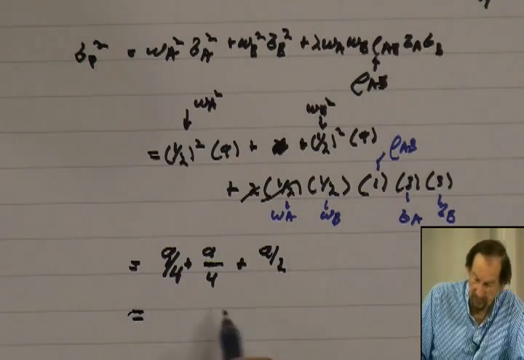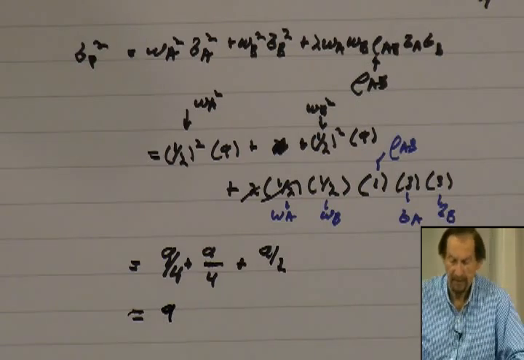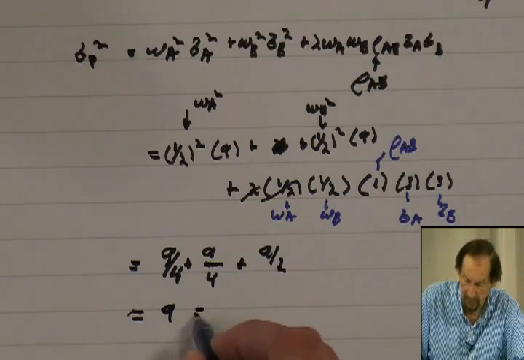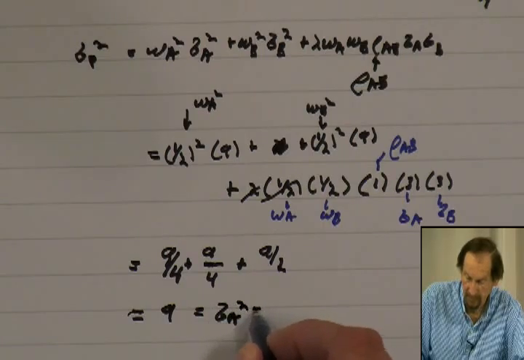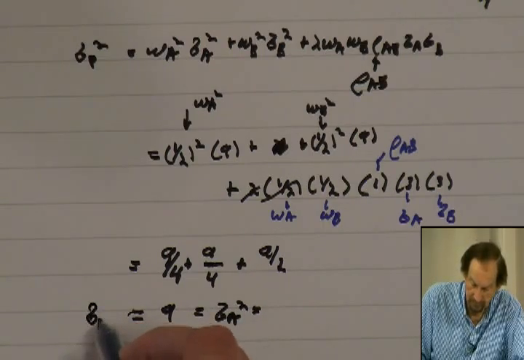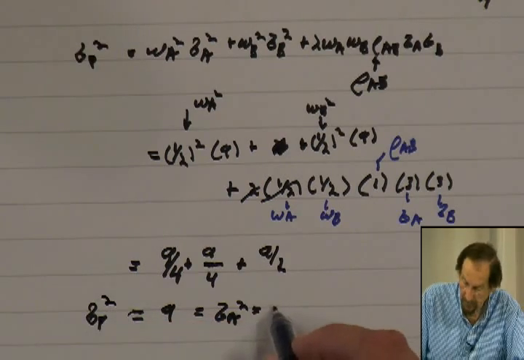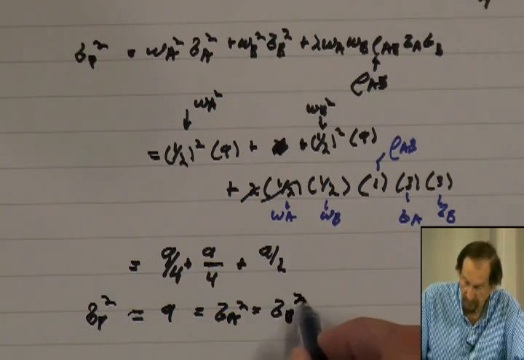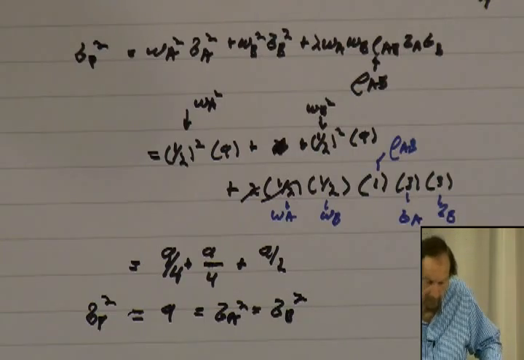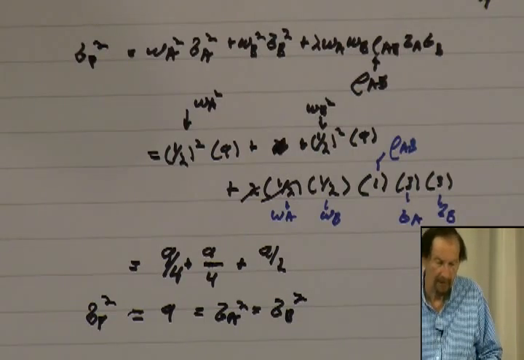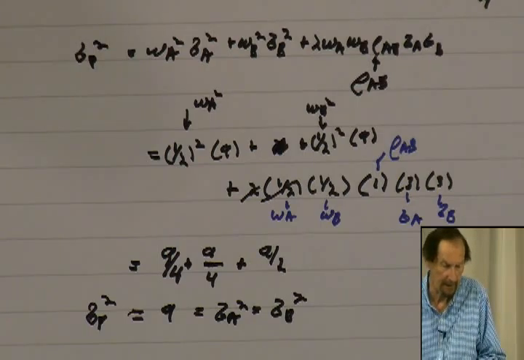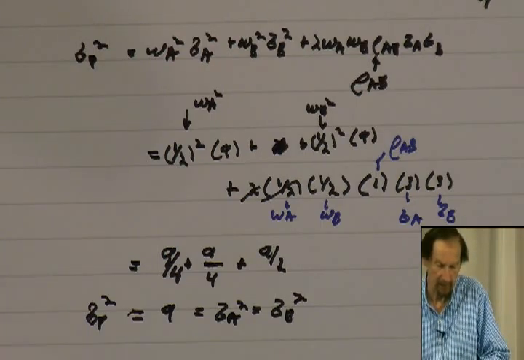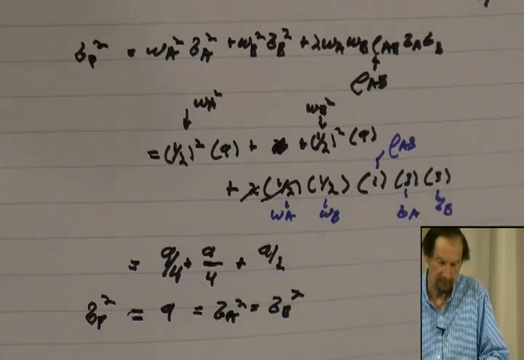This equals exactly 9, which equals sigma A squared, which equals sigma B squared. So if our assets are perfectly positively correlated, then adding another asset cannot reduce our portfolio variance here. Now, very seldom do we have perfectly positively correlated assets.